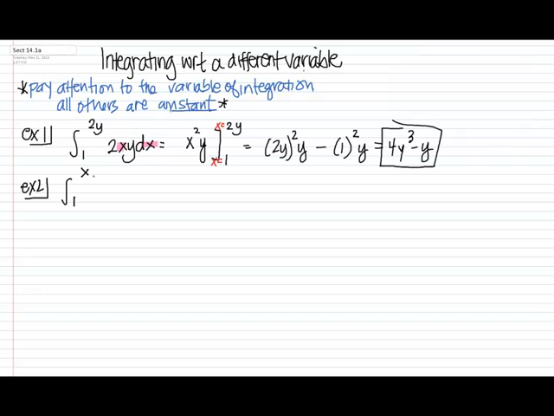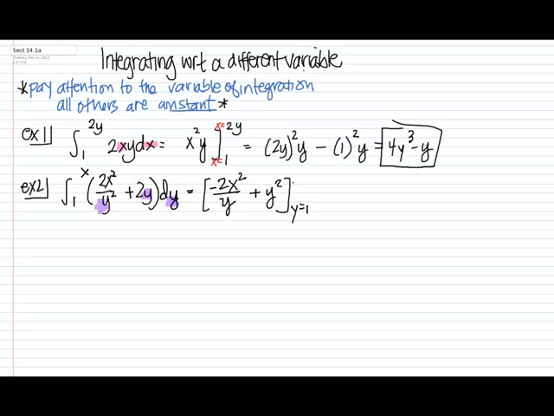Try another one. The integral from 1 to x of 2x squared over y squared plus 2y dy. Now this time our variable of integration is y, so pay attention to the y's. Everything else is constant. So the integral of 2x squared over y squared, the integral of 1 over y squared, is going to give us negative 1 over y. I need to write in my constants, which are 2x squared. And the second part of this, the integral of 2y with respect to y, is going to be y squared. And y is going to go from 1 to x.